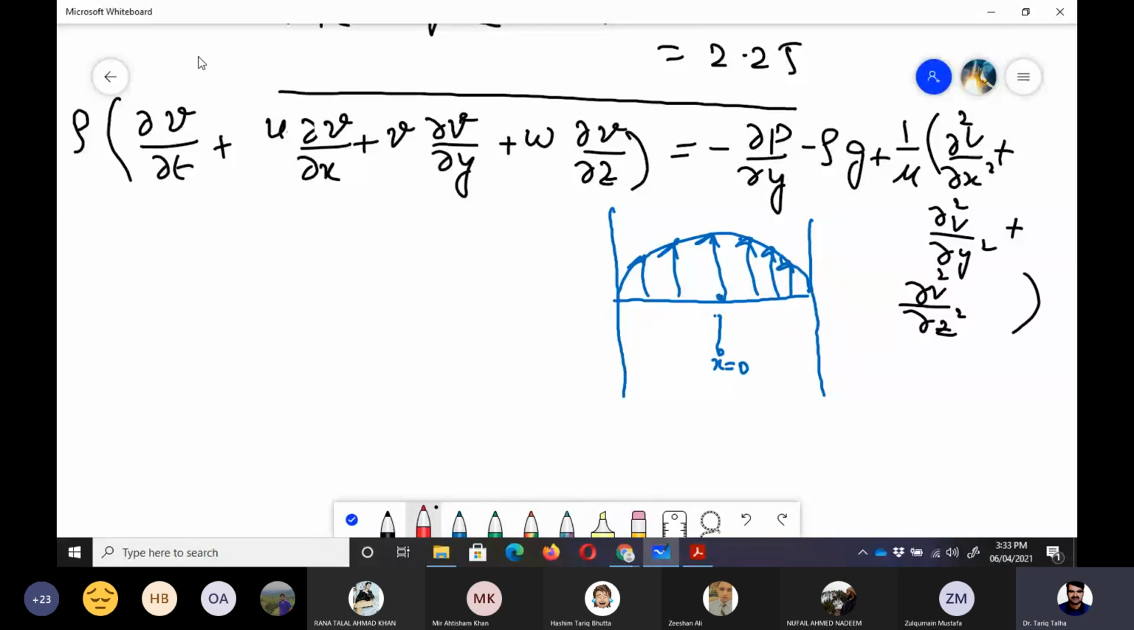First of all, because the flow is steady, partial v by partial t is equal to 0. Then u is equal to 0 because that is the horizontal velocity. Second, partial v by partial y would be equal to 0, because the flow is fully developed in the y direction. So if the flow is going upward and follows a streamline, the particle would have the same velocity. Similarly, because there is no pressure gradient in the z direction, u and w velocities are zero, so partial w by partial z is zero.